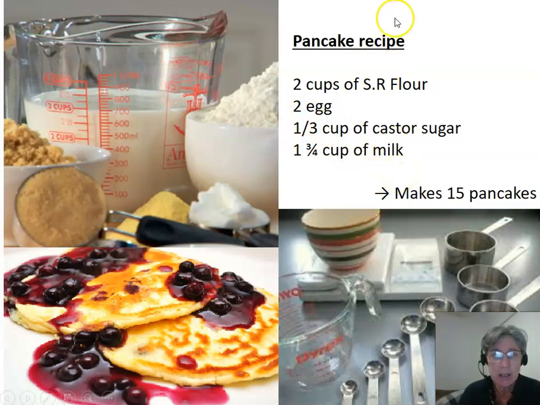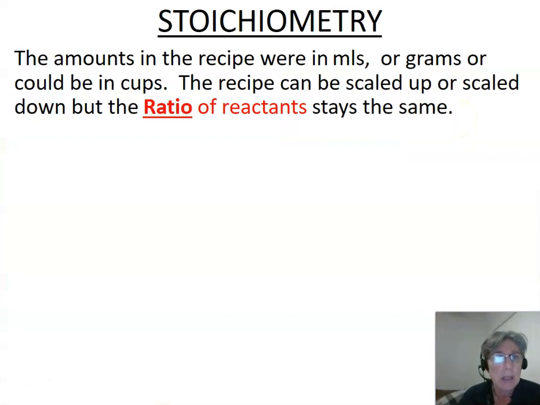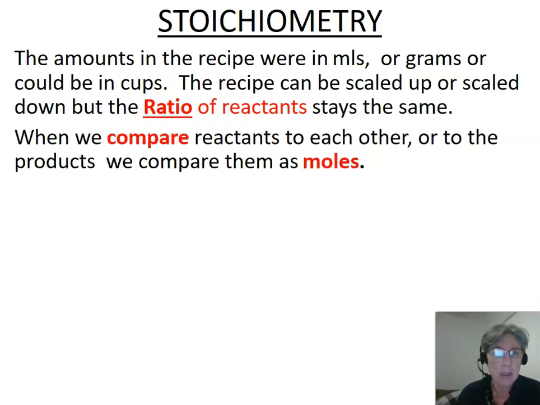So these combinations, 2 cups to 2 eggs, it's a ratio, a 2 to 2 ratio. The amount in a recipe could be in mils or grams or cups. The recipe can be scaled up or down, but the ratio, 2 to 2 or however many you've got, stays the same. When we compare reactants to each other or to the products in chemistry, we have to compare them as moles.